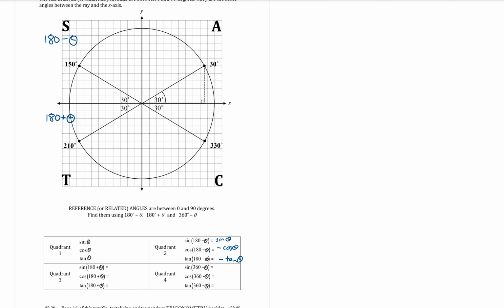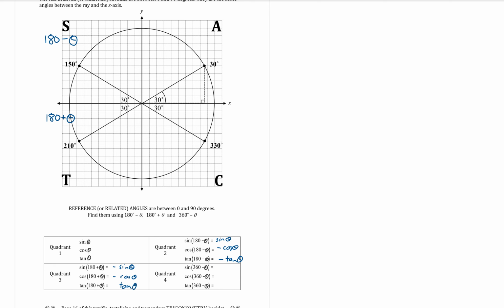Sine, we're in this one, sorry. Sine of 180 plus theta, we're in the tan quadrant now, is going to be negative. So that will be negative sine of theta. Cos of something in this quadrant is also going to be negative. So negative cos of theta. But tan is the positive one. We're in the tan quadrant. So tan of something in that quadrant is positive tan of theta.